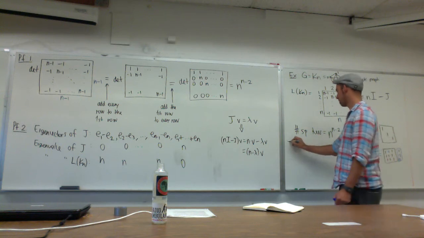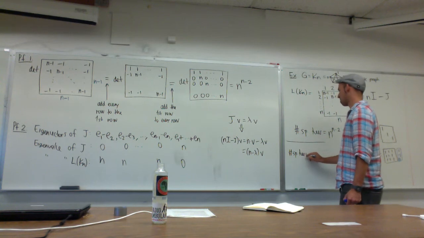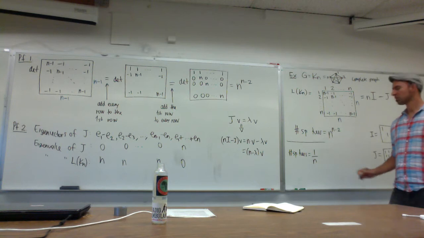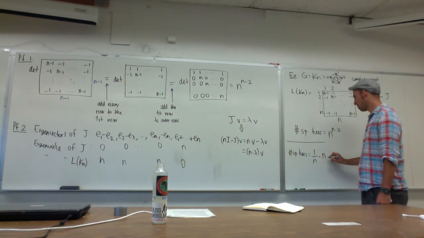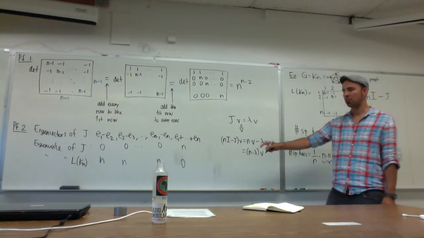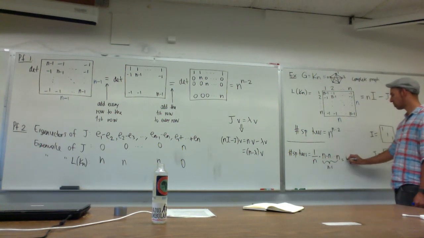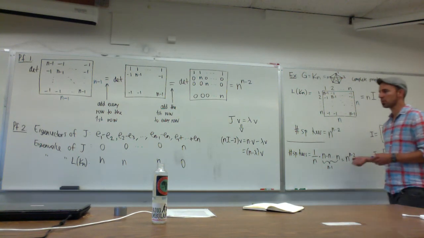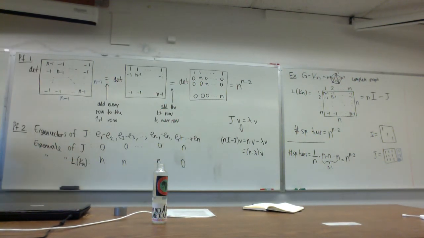So, therefore, the number of spanning trees, remember the formula tells me that it's 1 over the number of vertices times the product of the eigenvalues that are not 0. So it's n, n, n, and how many are there? There's n minus 1 of them. So I get 1 over n times n to the n minus 1, which is n to the n minus 2. And so that's a different method to get the formula.